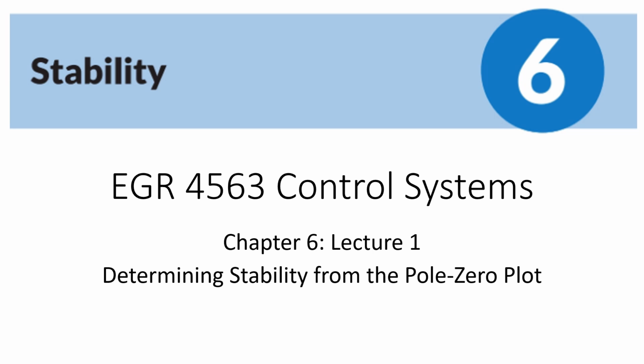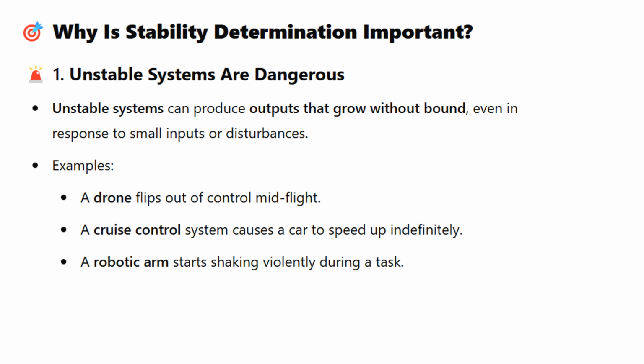Control Systems, Chapter 6, Stability. In this lecture, we're going to learn how to determine stability, what it is, and how to determine it from the pole-zero plot. First, why is stability determination important?